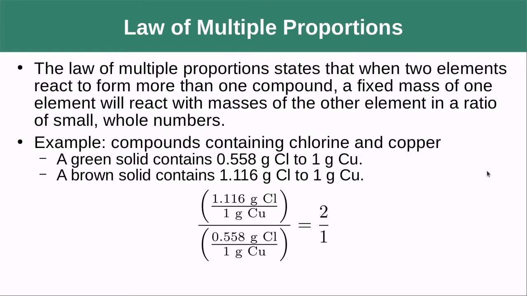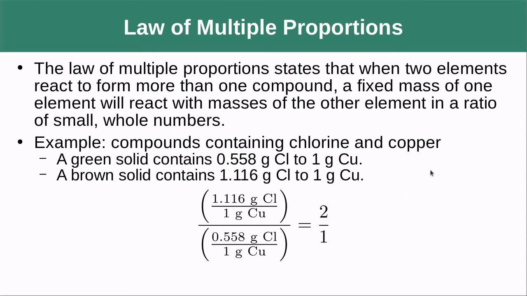The next conclusion is something called the law of multiple proportions. This states that when 2 elements react to form more than one compound, a fixed mass of one element will react with the masses of the other element in a ratio of small whole numbers. That's a little confusing, so let's look at our example here.